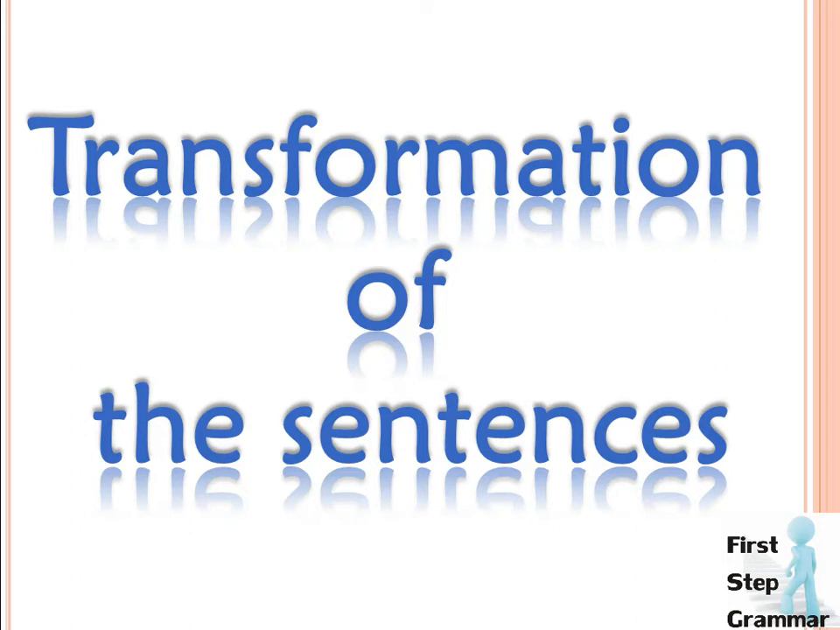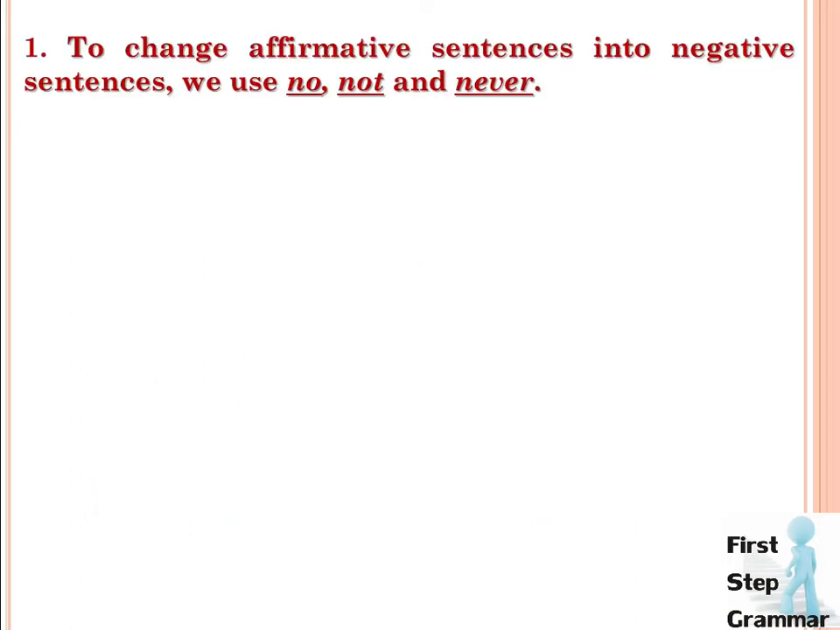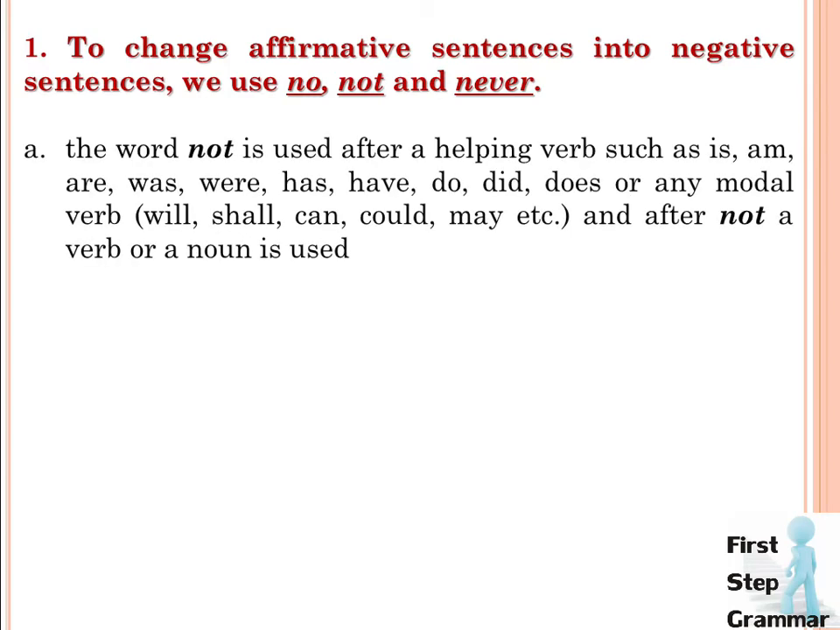So let's start. To change affirmative sentences into negative sentences, we use no, not, and never. This is the first case, where we have to change an affirmative sentence into a negative sentence. As we have discussed already, the structure of negative sentences contains some words which show the negation of the sentence. So the very first word we are going to discuss is not.